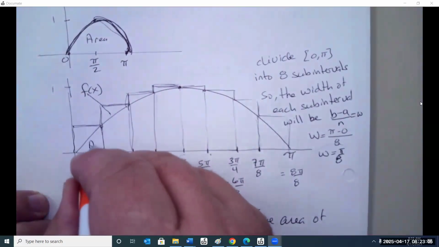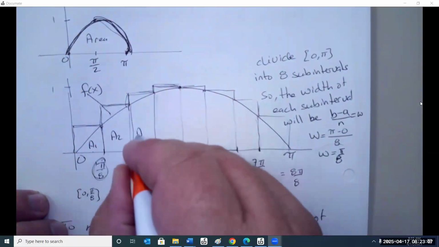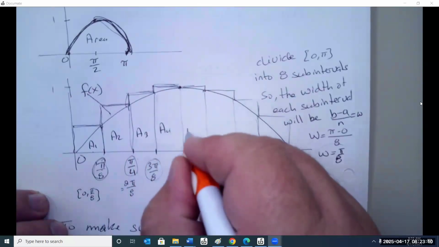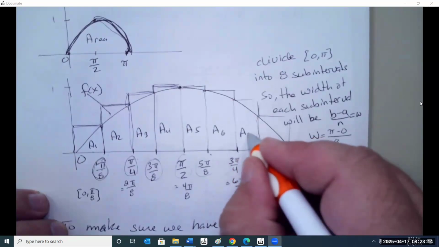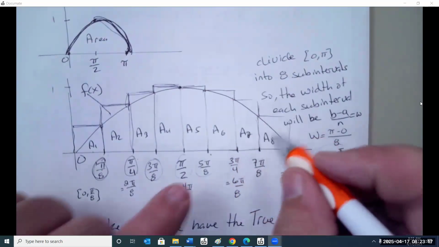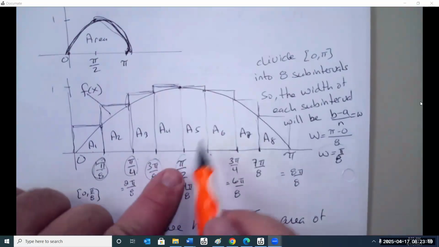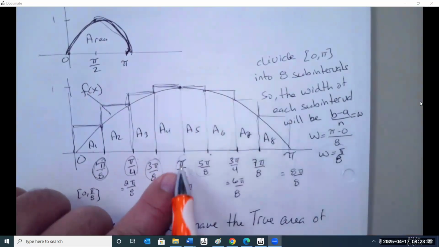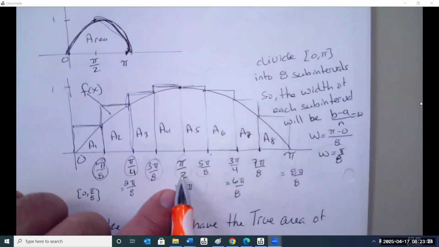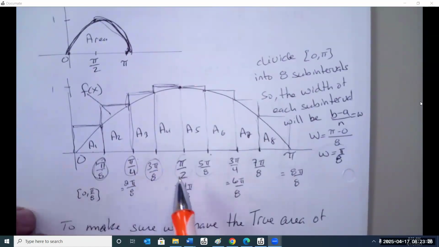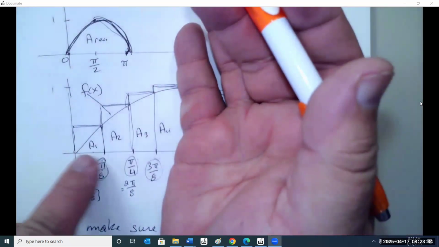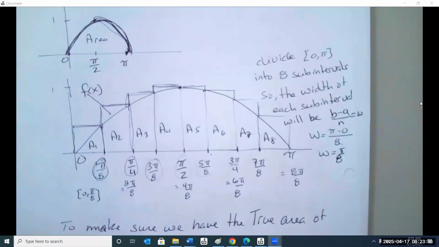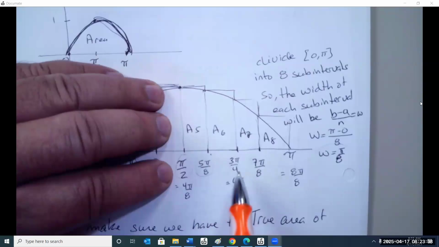This is area 1. This is area 2, area 3, area 4, area 5, area 6, area 7, and area 8. So for area 5, the highest point is at pi over 2. It's the lower bound. It's the lower end. So that's why it changes, because of this graph. It doesn't always have to be the same side. On the left side, the upper end gives me the higher point. On the right-hand side, the lower end gives me the highest point.